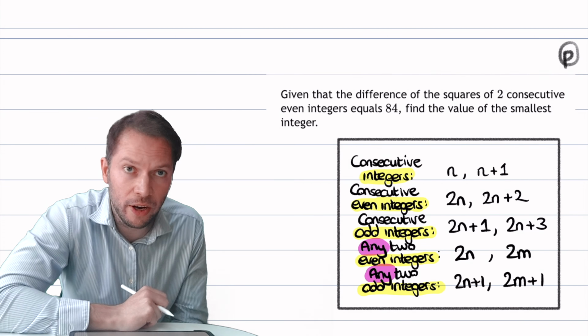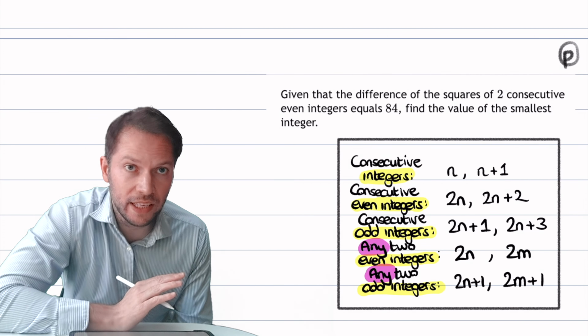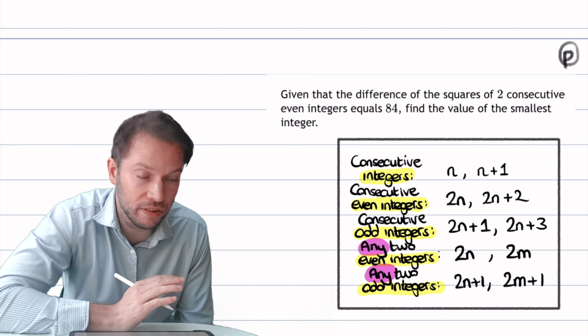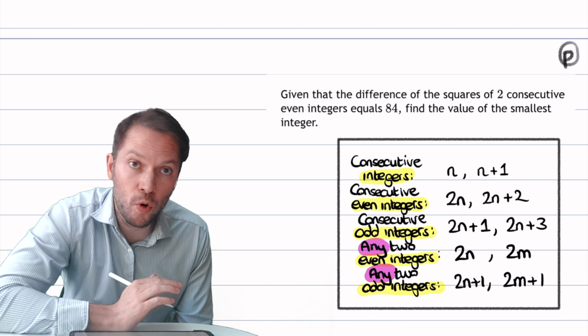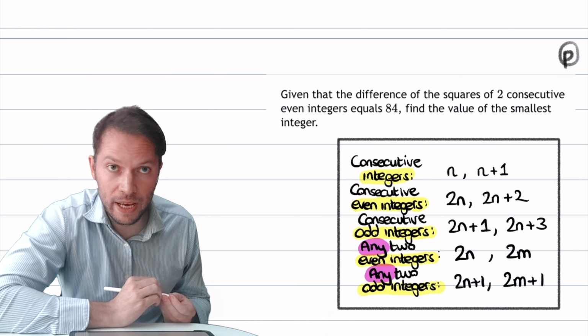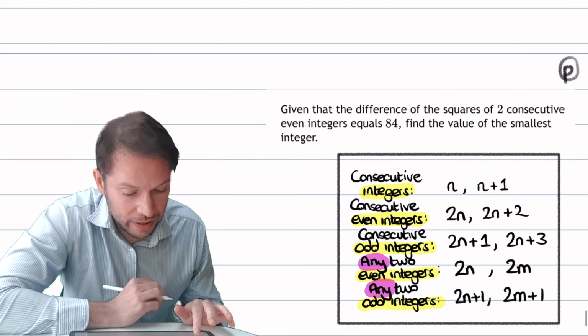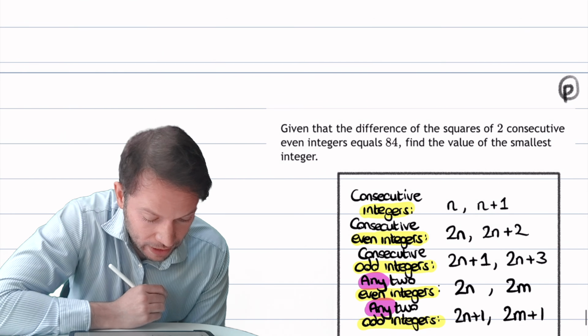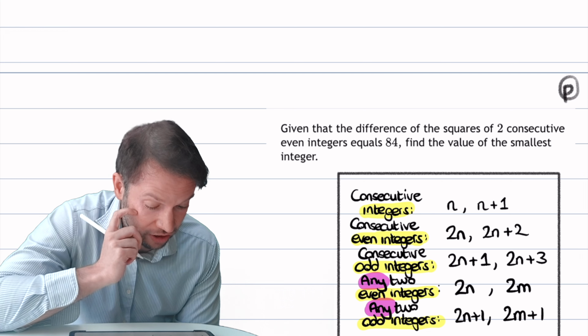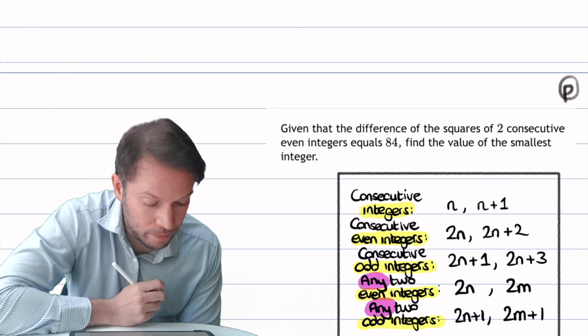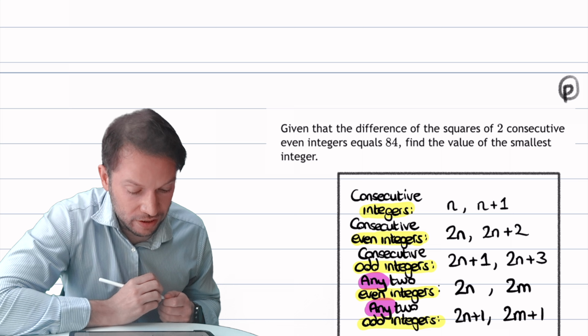Hi, in this video we're going to use some statement about consecutive integers or consecutive odd integers or something like that to form and solve an equation to work out what that number is. Now it says here, given that the difference of the squares of two consecutive even integers is equal to 84, find the value of the smallest integer.